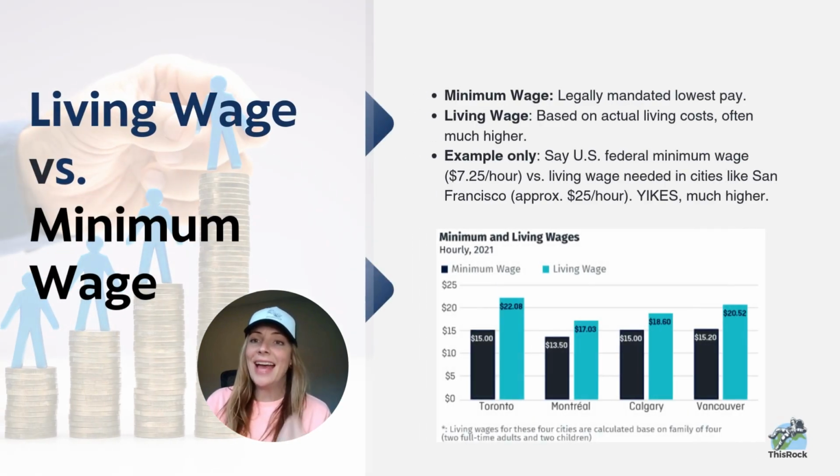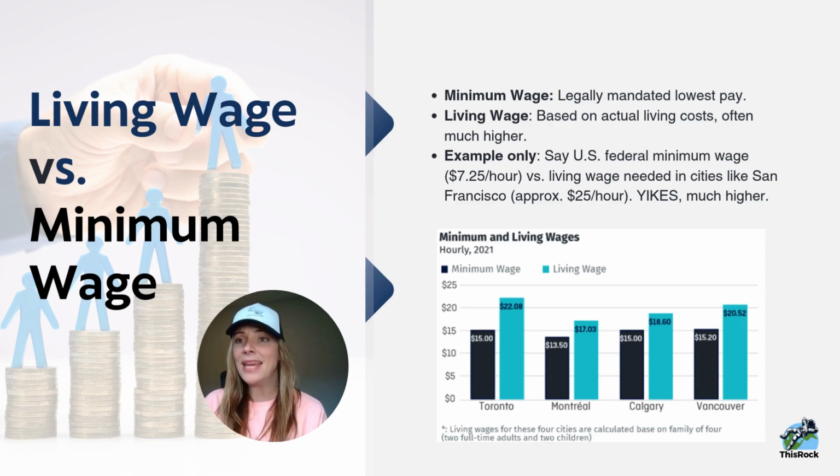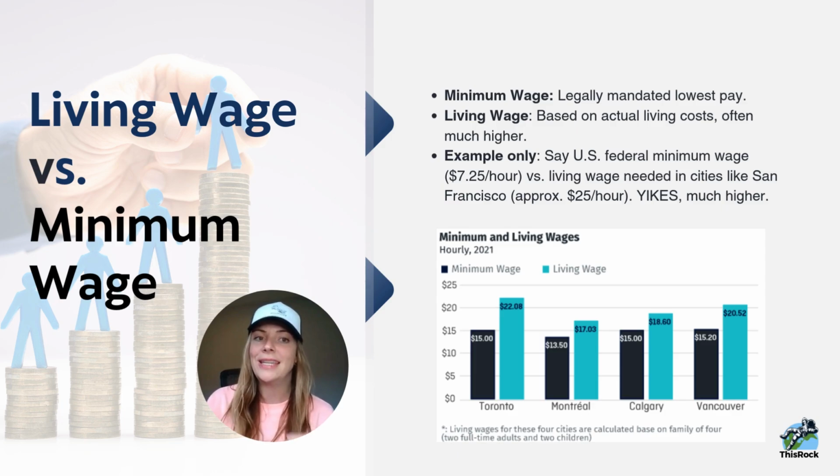I had a client ask me to break this down for them over email, and I did. And this is what we came up with. A minimum wage is the legally mandated lowest pay, but a living wage is actually based on the cost to live in an area. It's often a little bit or much higher. For example, the US federal minimum wage is $7.25 an hour versus the living wage in a city like San Francisco of $25 an hour.